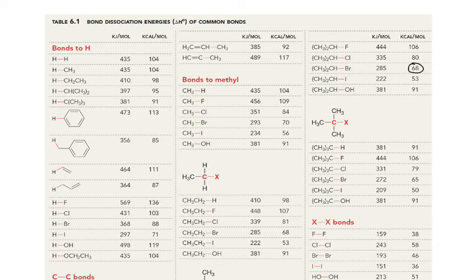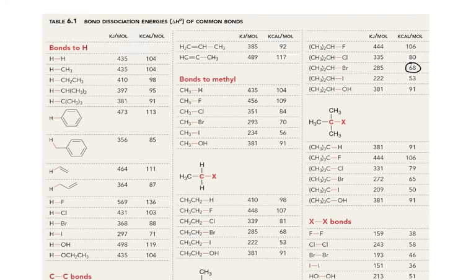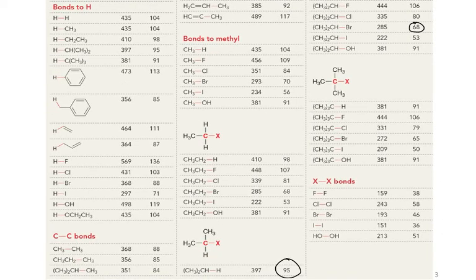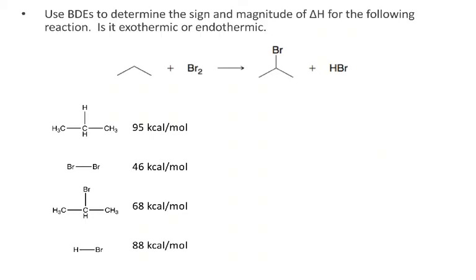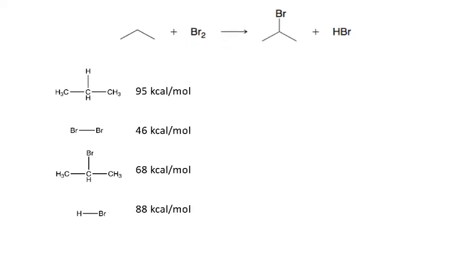And then I need to break my Br2. So here's my Br2, so I need to write down that number, and then I'm going to make the HBr, so I need that number. All right, so let's go to the next slide where I've got all these written down. These should be the same as the numbers we had before, so I've got 95 kcal per mole for this C-H bond, 46 kcal per mole for breaking the Br2, and then 68 kcal per mole for making this carbon-bromine bond, and then making the HBr is 88.